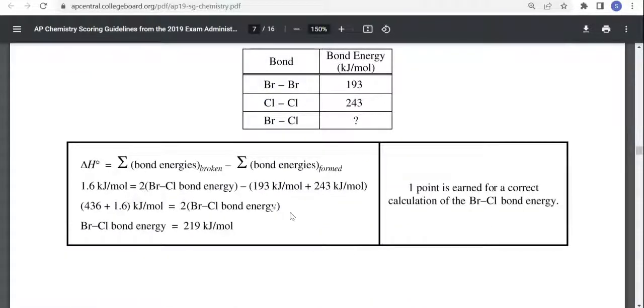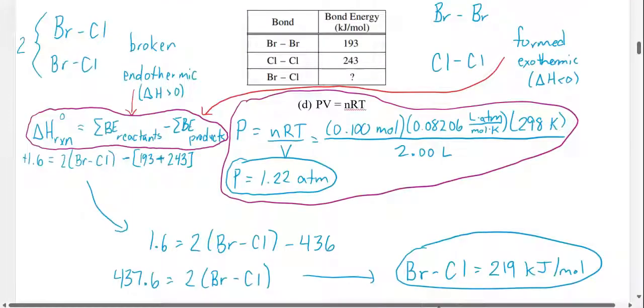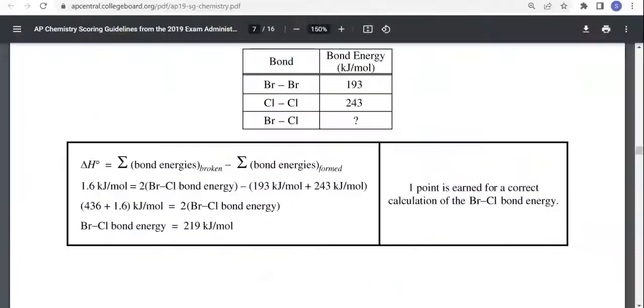And yeah, they basically set it up the same way. Delta H equals the sum of the bond energies broken, or in other words, the reactants, as the reactants are broken, minus the sum of the bond energies formed, which are the products. And then they just set it up like this and got 219. Okay, so that is the answer key and a review of my answers.